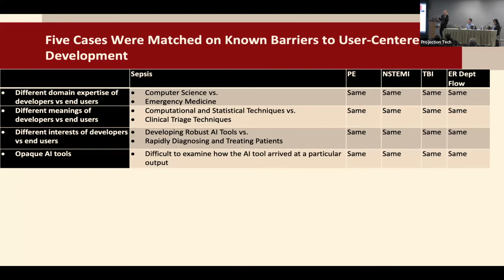What I want to tell you is they were matched case studies on the things we would expect to find. They were matched in that there was different expertise between developers and end users. There were different meanings and techniques. There were different interests between developers and end users. The tools were opaque. All these challenges were there, but they were there across all 5 cases. So that can't explain the difference.